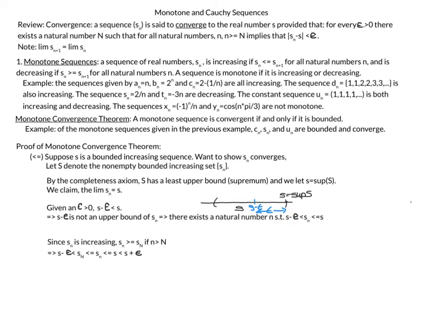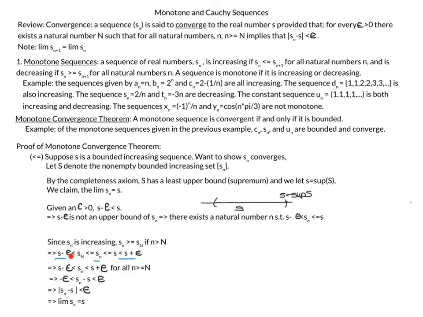And since Sn is increasing, we know that Sn is greater than or equal to S capital N as long as little n is greater than capital N, which means that S minus epsilon is less than S capital N, which is less than or equal to S little n, which is less than or equal to S, our sup, which is less than our sup plus epsilon. And again, this is assuming n is greater than capital N.